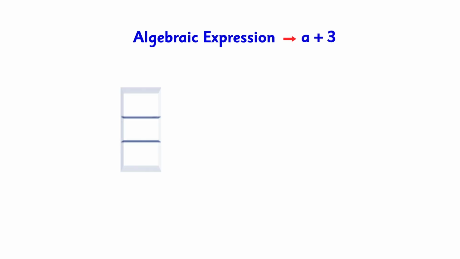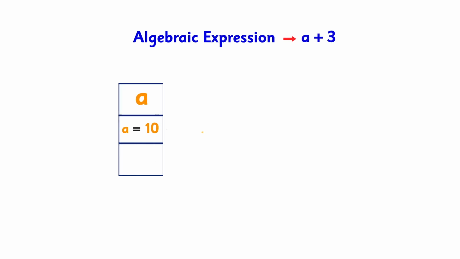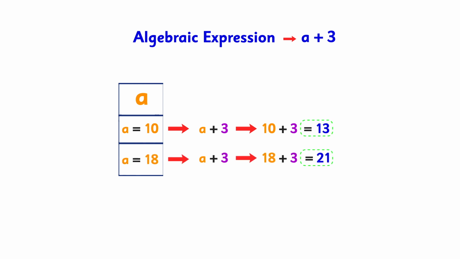This A is called a variable. It's a letter that represents a number. An expression like A plus 3 is called an algebraic expression. Its value changes depending on what number A is.